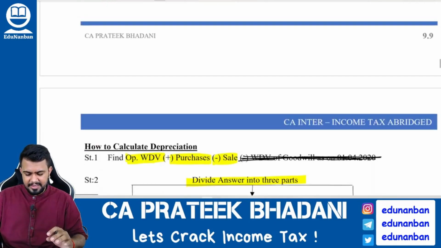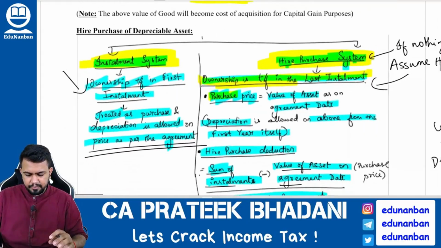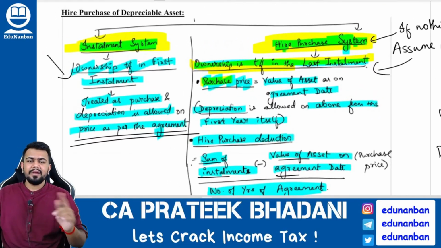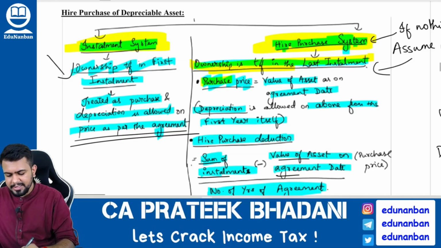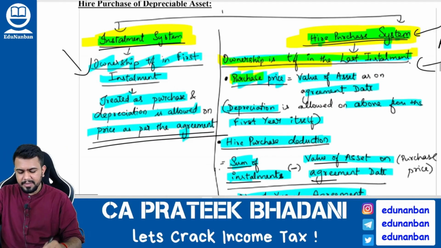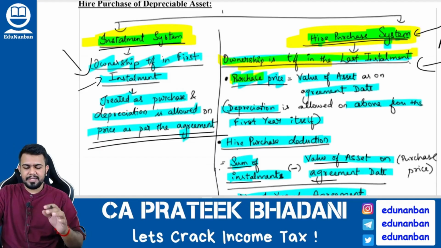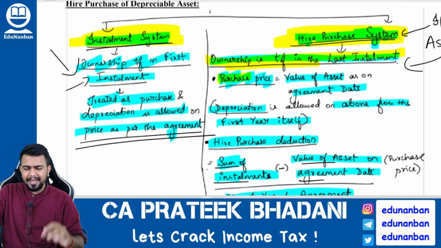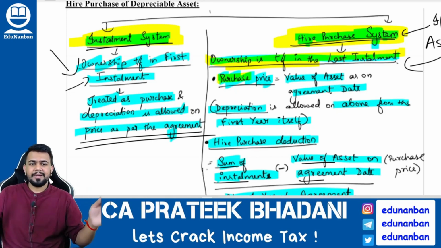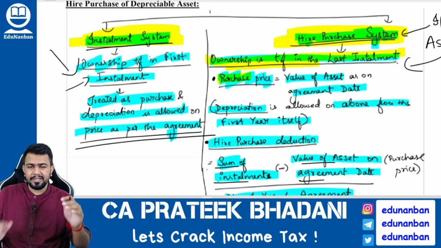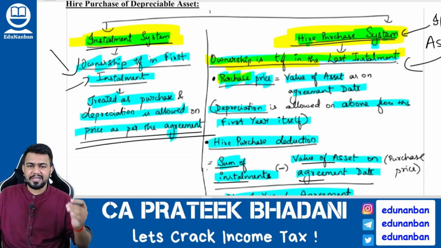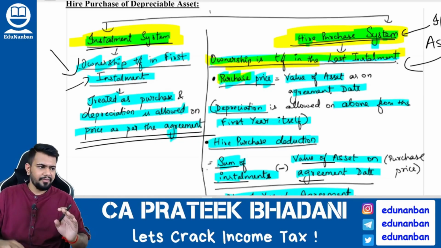Okay, very simple. Now let's come to the hire purchase system. There are two types of systems. One is the installment system and one is the hire purchase system. Installment system means ownership is transferred in the first installment itself. In such a case, what to do? Treat it as a normal transaction. The entire amount, that is the sum total of all the installments put together, will be considered as the cost of the asset and you start claiming depreciation from the first year itself.